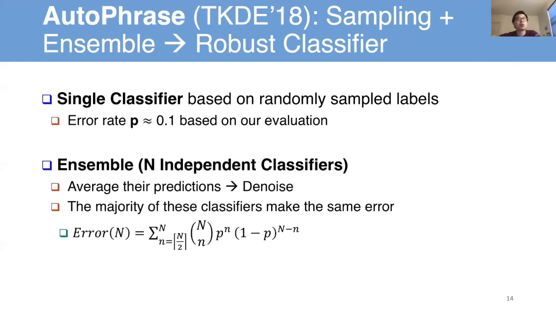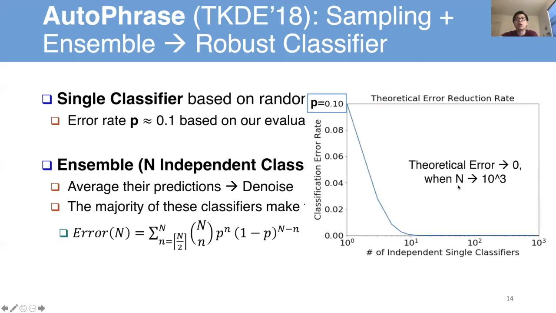Then we are going to do some ensemble here. We are going to combine n independent classifiers together, and we simply average their predictions to do the denoising. If they are really independent of each other, if the majority of the classifiers make the same error, then it will make the error. Otherwise, it will be correct. So theoretically, this error drops exponentially when we have more and more classifiers. Ideally, if we have 1,000 of such independent classifiers, we will eventually have a very low error rate. So that's the idea. In reality, there might be more noise during the model training. So we need to do some evaluation to check whether our idea works well on real-world data sets.